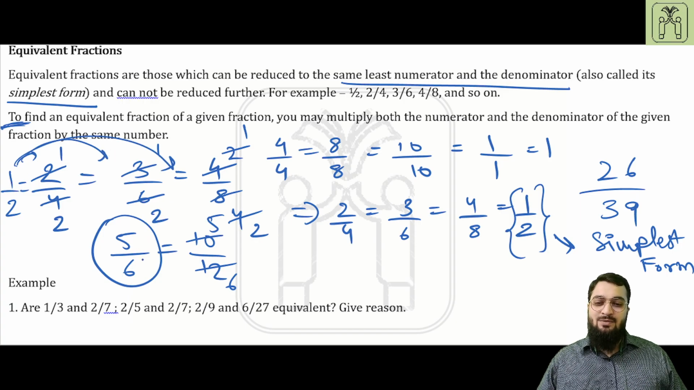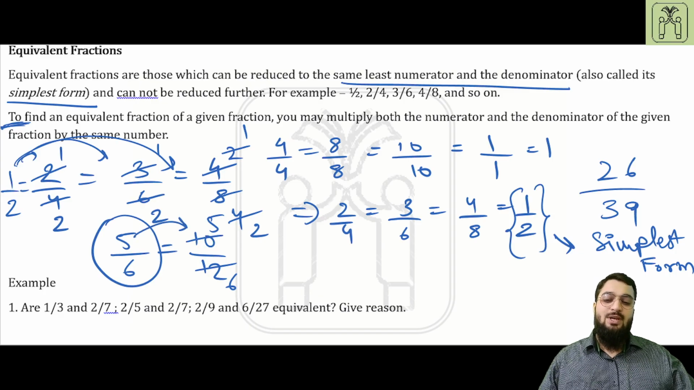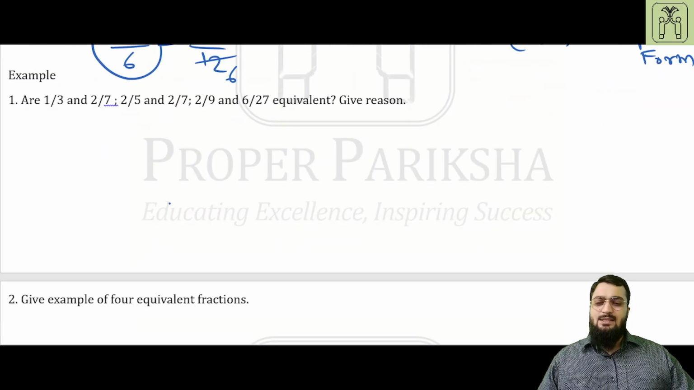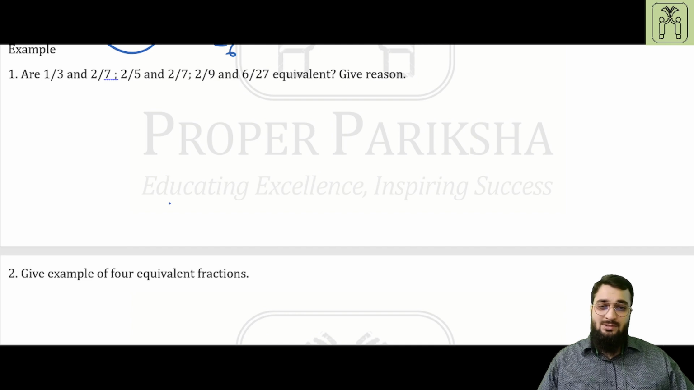I multiplied 5 upon 6 two times, both numerator and denominator, and I got 10 upon 12. Now coming to certain unsolved examples in order to understand the concept of equivalent fractions. The example is: are 1 upon 3 and 2 upon 7, 2 upon 5 and 2 upon 7, and so on, equivalent?